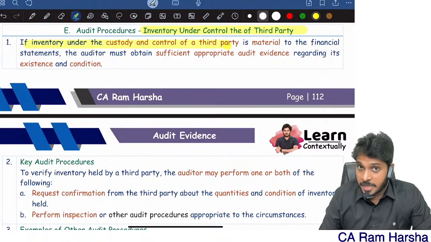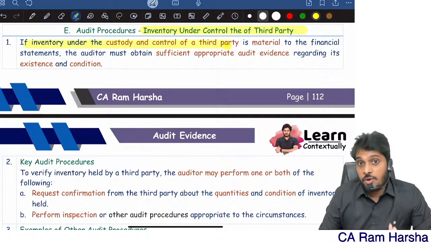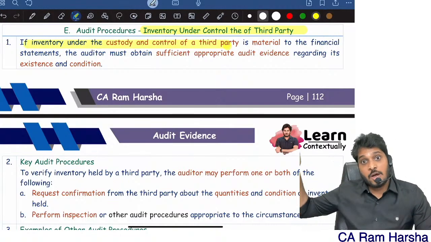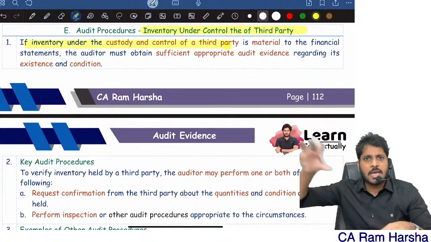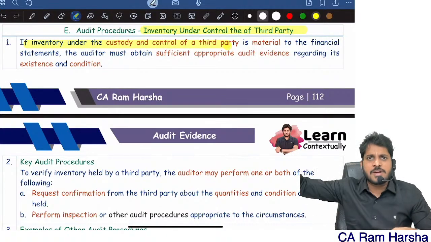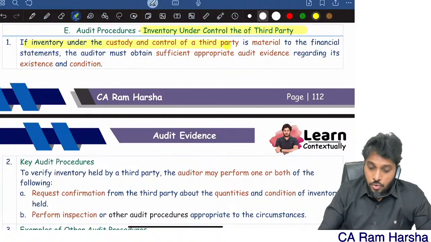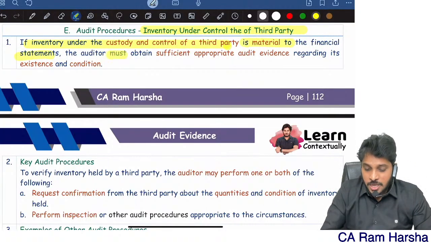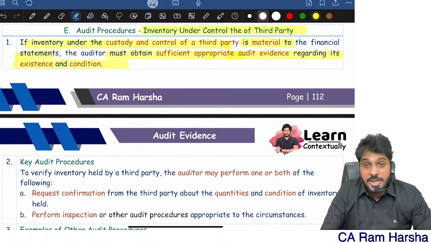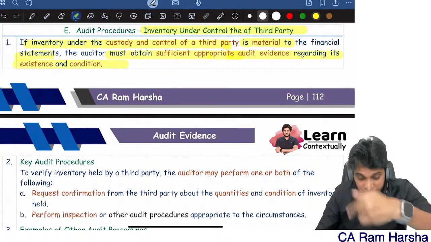inventory with another company, goods sent on sale or return basis, inventory lying with a warehouse, Amazon warehouse. For example, many sellers, many manufacturers, their inventory will be lying with Amazon warehouse. Their inventory will be lying with Flipkart warehouse. Like that. So if at all inventory is with a third party and is material to the financials, the auditor must obtain sufficient appropriate evidence regarding their existence and condition by the following methods.